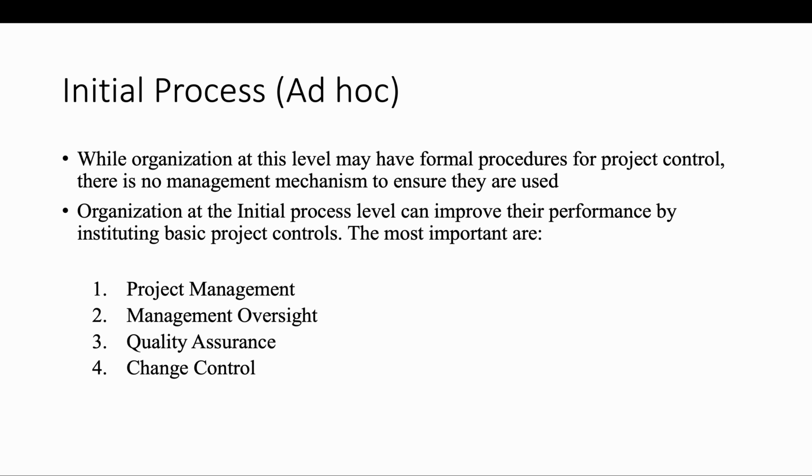The second one is management oversight. A disciplined software development organization must have senior management oversight, and this includes reviews and approval of all major development plans before official commitment is made. The third one is quality assurance. A quality assurance group is charged with assuring the management that the software development work is actually done the way it's supposed to be done.